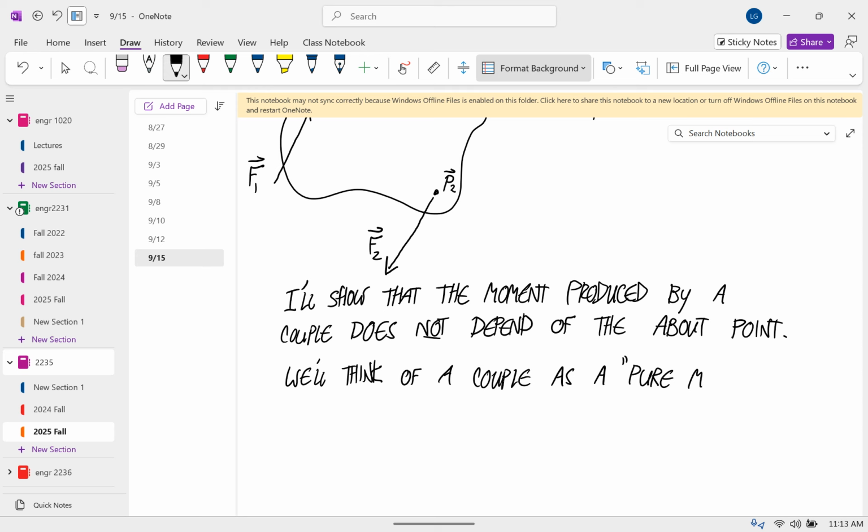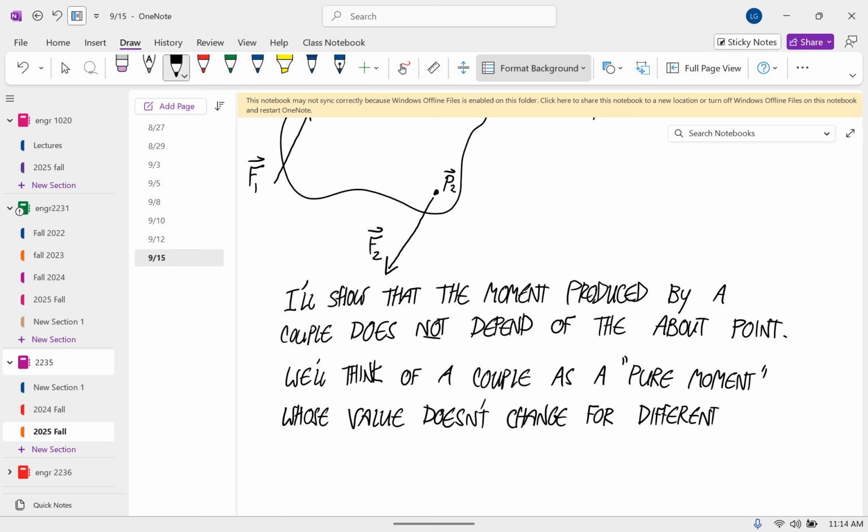So I'll just think of it as a pure moment whose value doesn't change for different about points. You can think of a screwdriver as something that applies a couple.